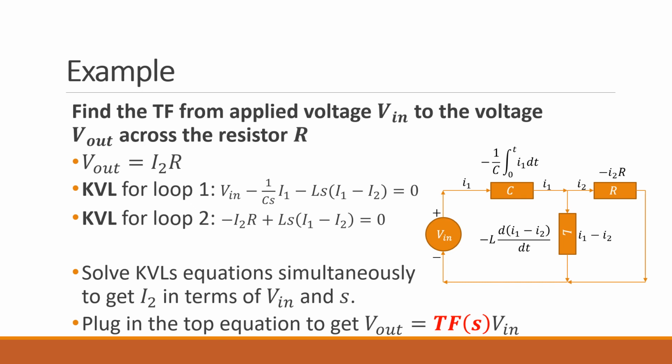Hence, in the s domain, all three linear elements have equations very similar to Ohm's law, V equal to I times R. And the generic word for all three elements or their combinations is the impedance. The impedance for a capacitor is 1 over Cs. Impedance of an inductor is Ls, and impedance of a resistor is R.